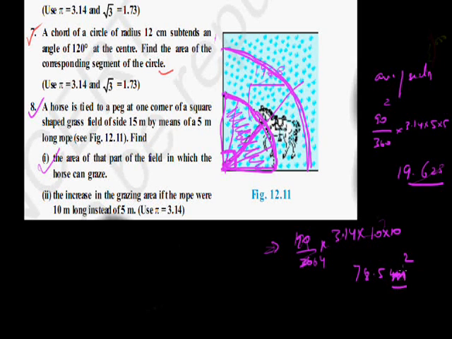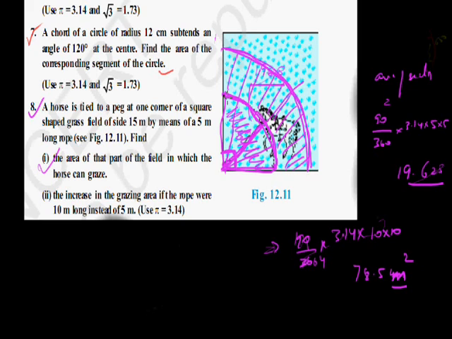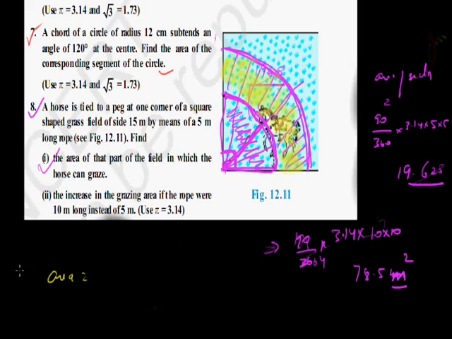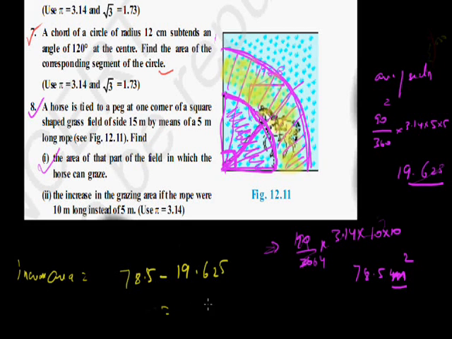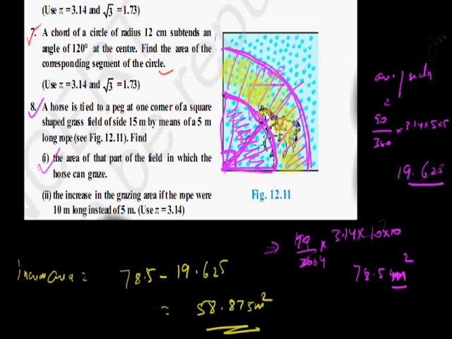Now the increase in the area is the area of the bigger sector minus the area of the smaller sector. Increase in the area is 78.5 minus 19.625, which comes out to be 58.875 meter square. This is the increase in the area.